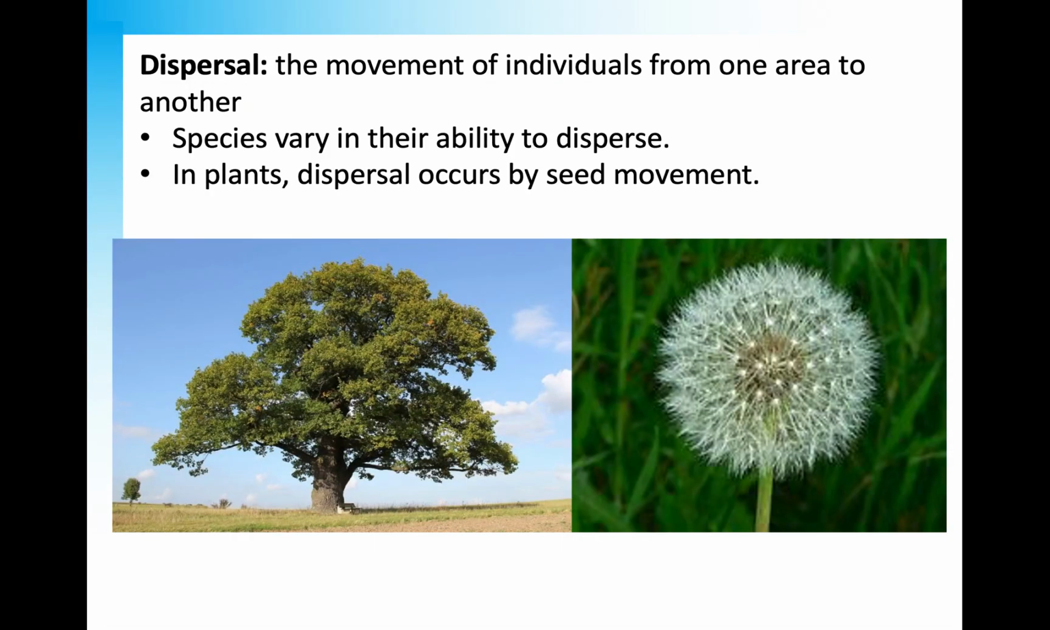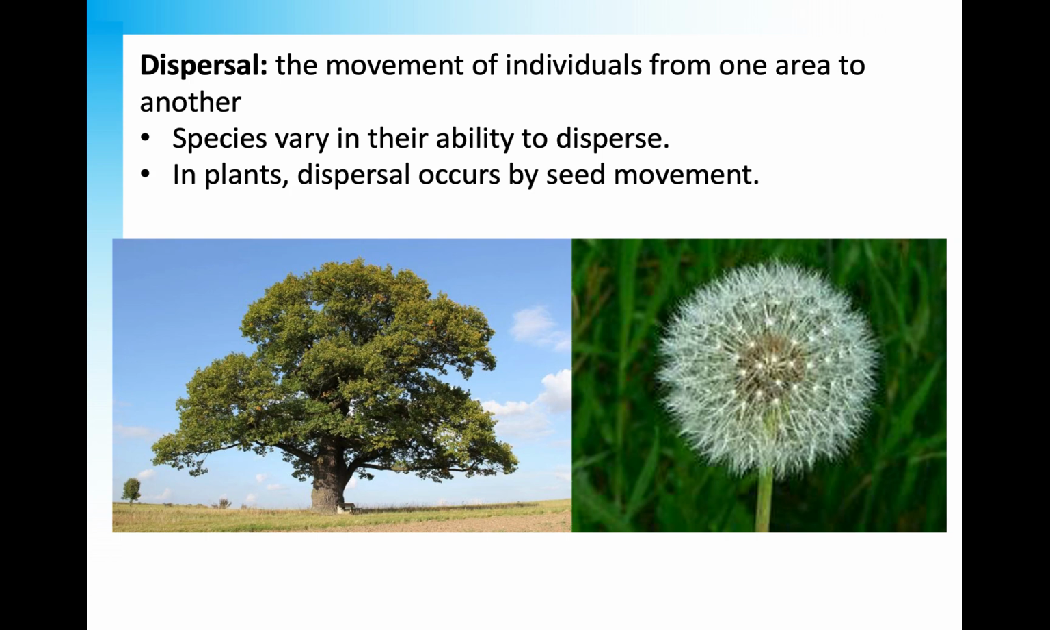Now we'll talk about dispersal. So what is dispersal? Dispersal is the ability of individuals to move from one area to another. And even plants have the ability to disperse, even though animals typically can disperse much more greatly. So species vary tremendously in their abilities to disperse. Even two plants can be very different from each other and have different dispersal strategies.